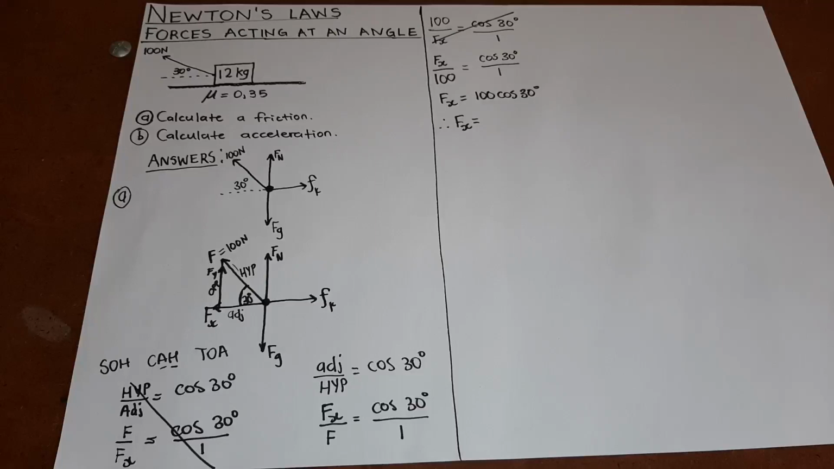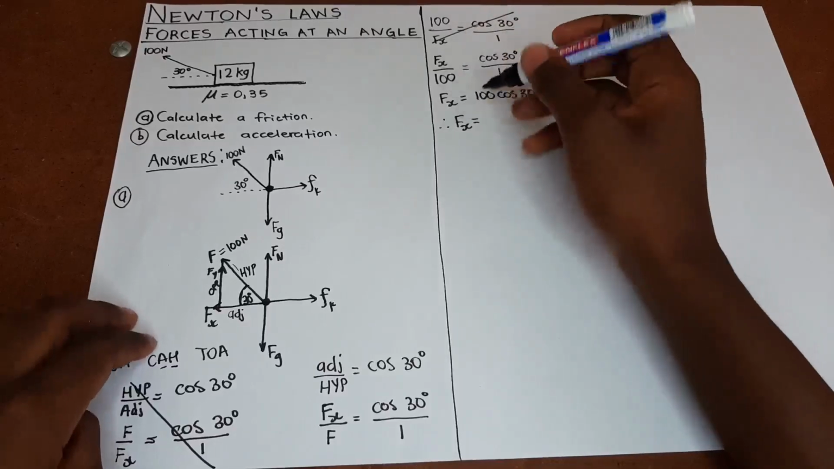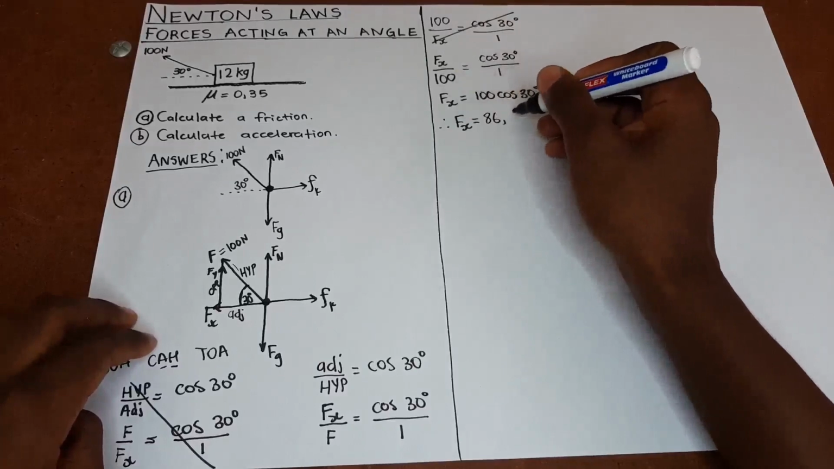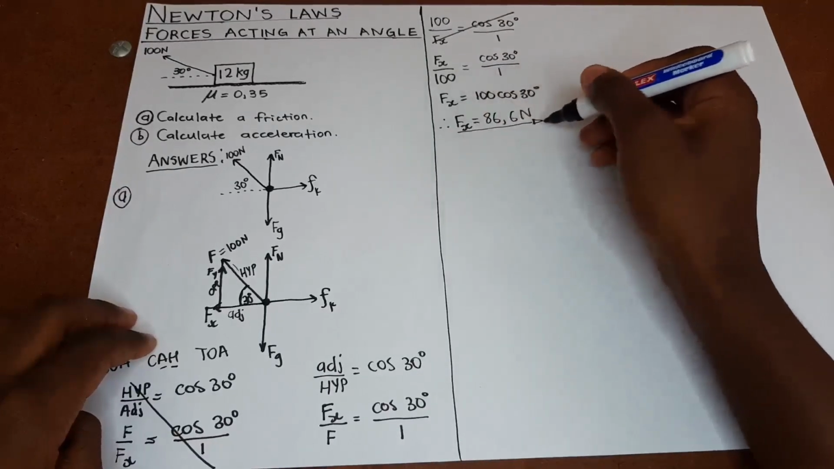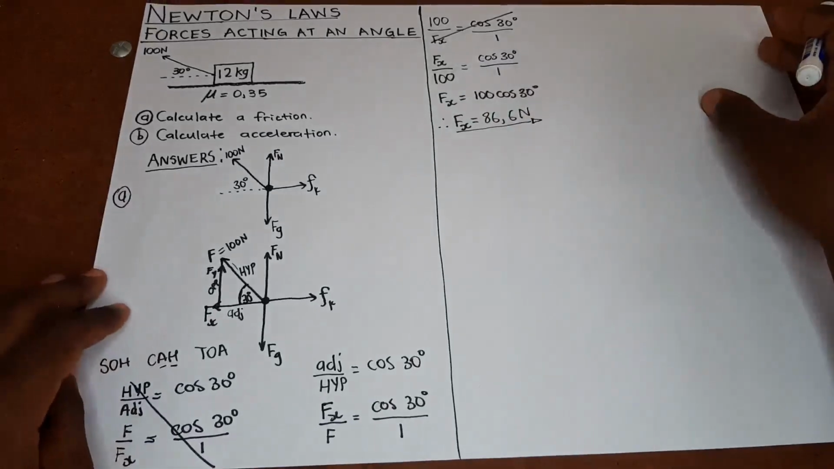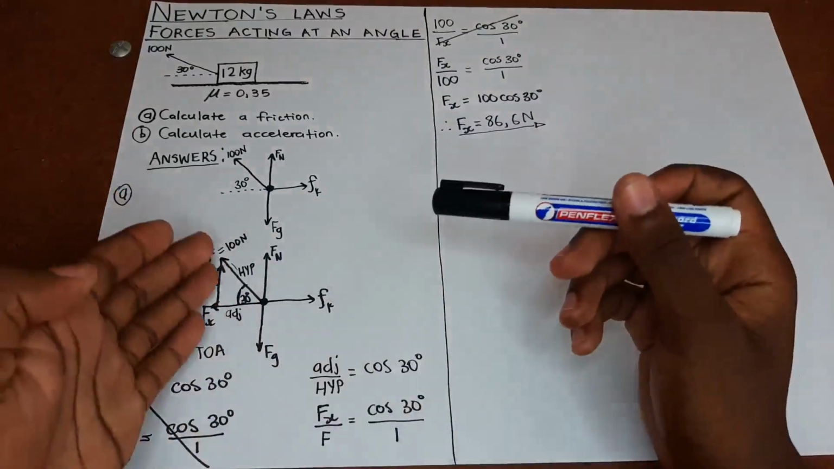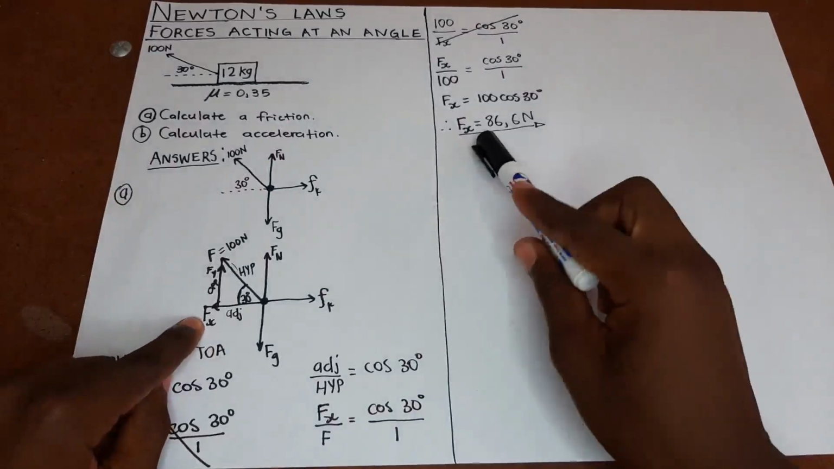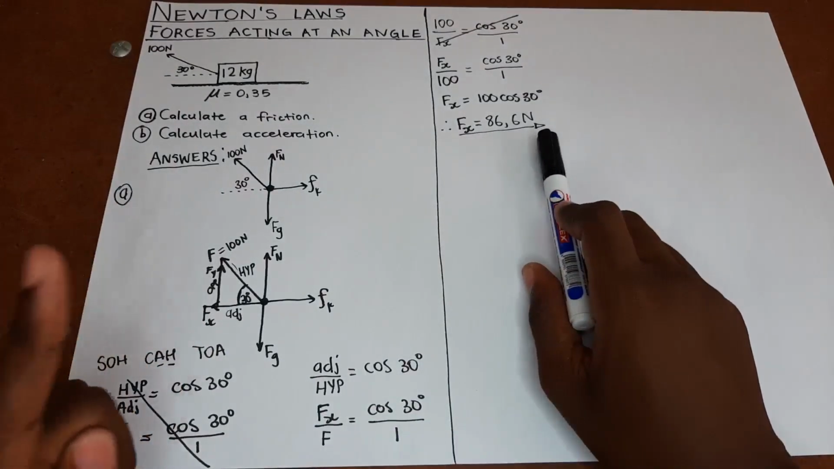So that gives us 86.6, okay, 86.60, meaning that 86.6 newtons. Okay, that's how it goes for our x component. Yes, so we found our x component on this motion. Our x component is equal to 86.6 newtons. Now let's find our y component.